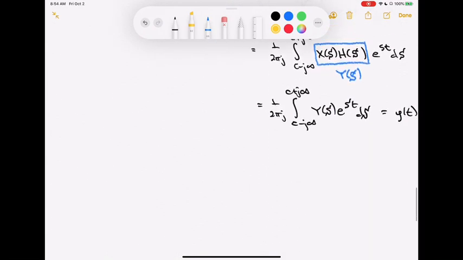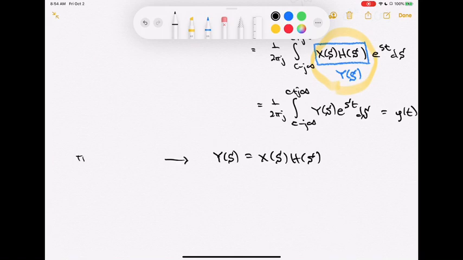So what does this tell me? It tells me what the transform domain representation of the system input-output is. I see that Y of s is equal to X of s times H of s. This is a transform domain expression.